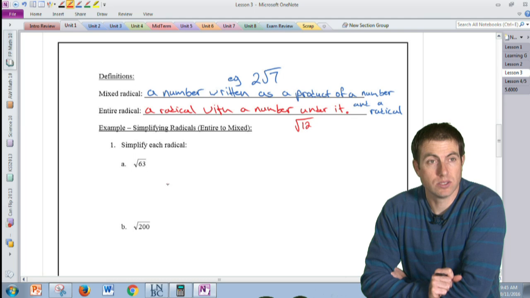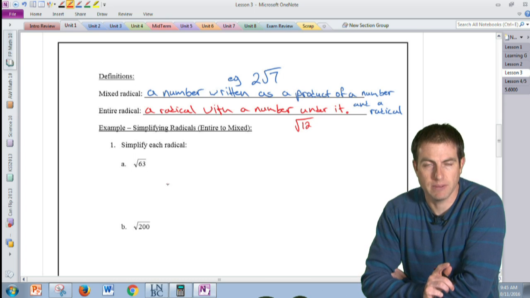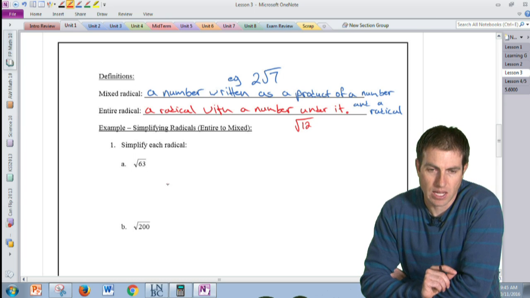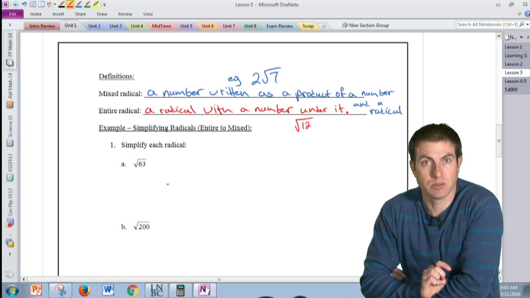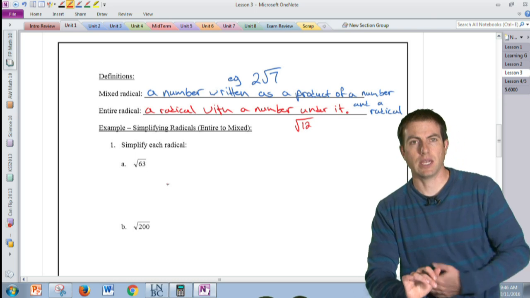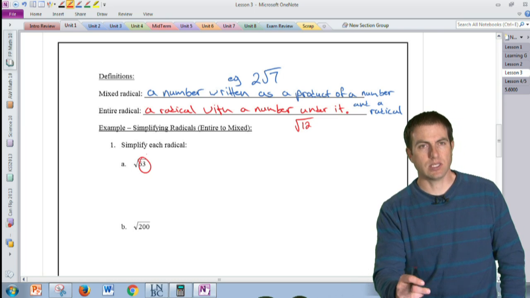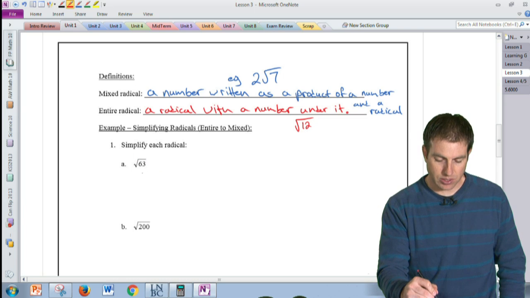But I don't want to deal with 63 because 63 is a big number and I don't like big numbers. So I want to simplify it. What I need to do is this. Now, at first this is going to seem a little bit strange, but you just got to get used to the process and you'll be fine. I need to think, is there anything I can break down 63 into? So I'm going to factor 63.